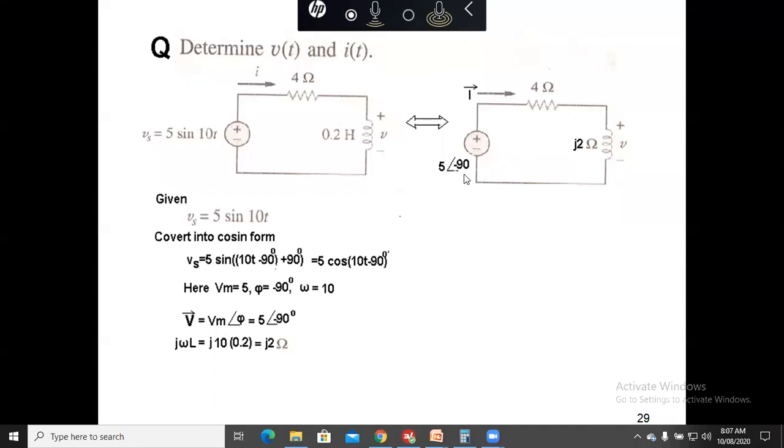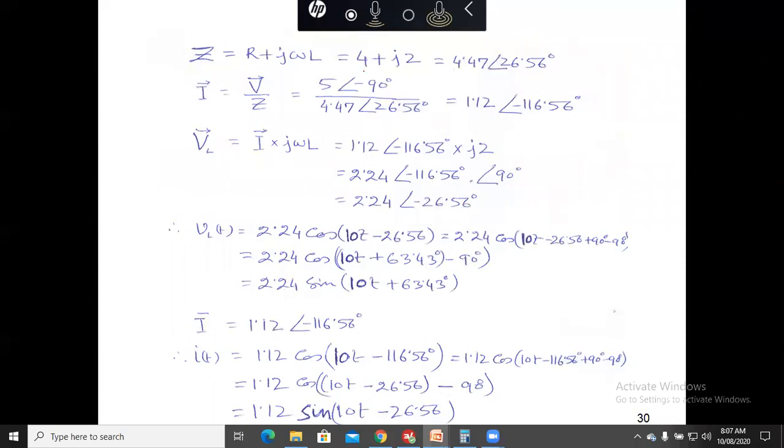So how can we calculate the value of current? First we calculate the impedance in the phasor form, and then we divide the voltage by the impedance, and we will get 1.12 at the angle of minus 116.56 degrees, right?